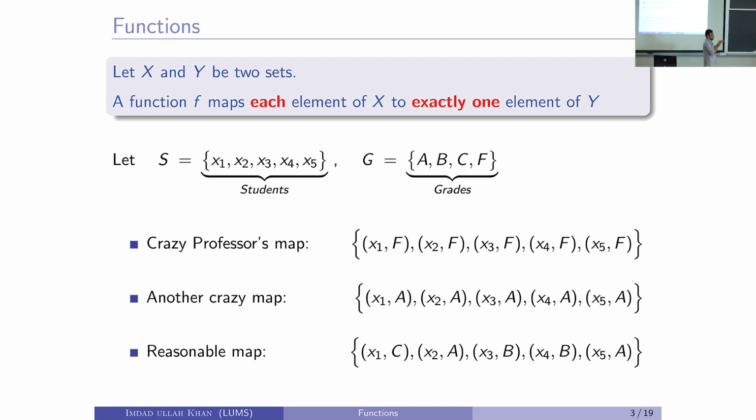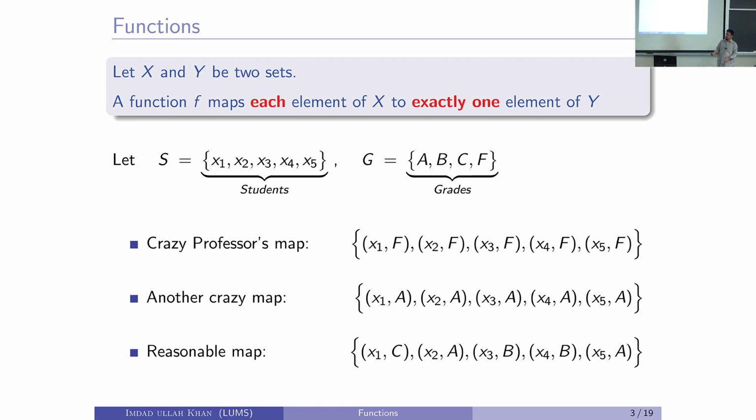So this is the restriction. The way I wrote it is actually a subset of S cross G. So generally a function will be a subset of X cross Y, with the restriction that in the ordered pairs, there must be exactly one ordered pair with the first coordinate as a given element of X. A given element of X must appear exactly once as the first coordinate of some ordered pair.